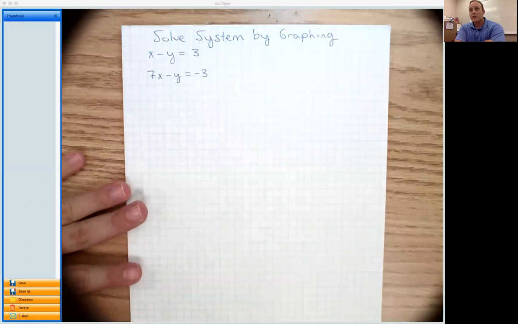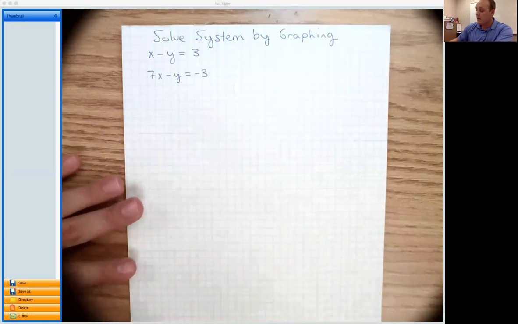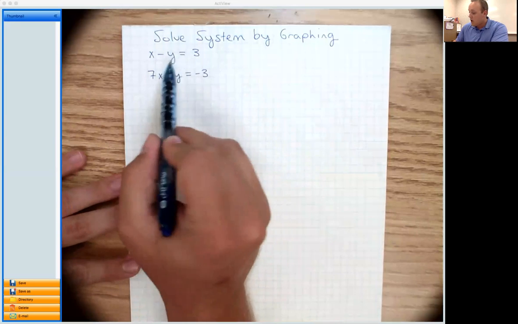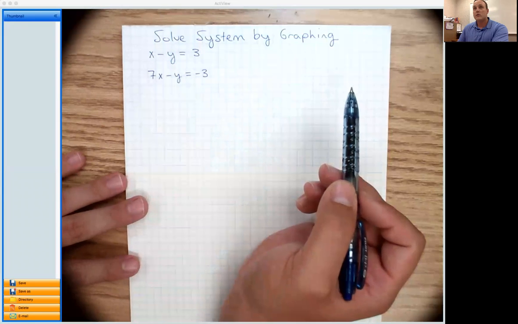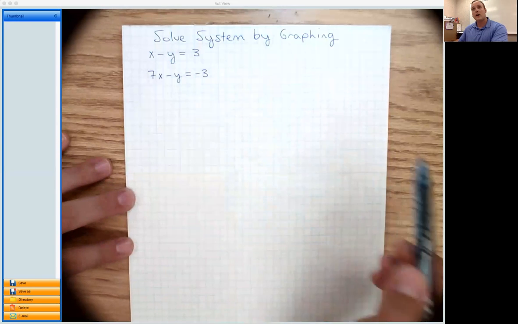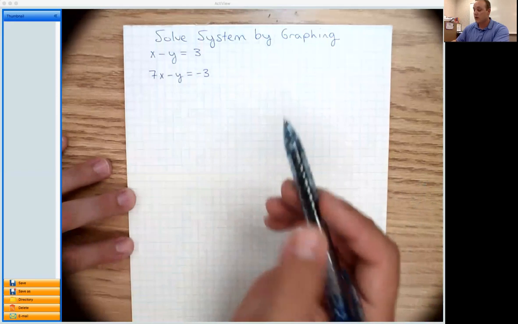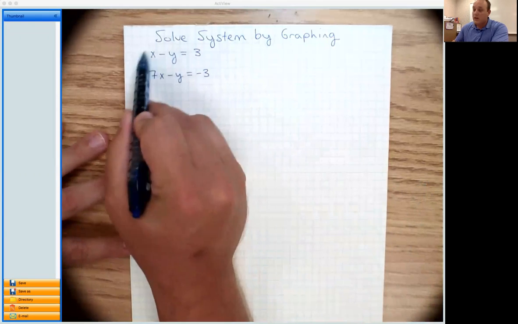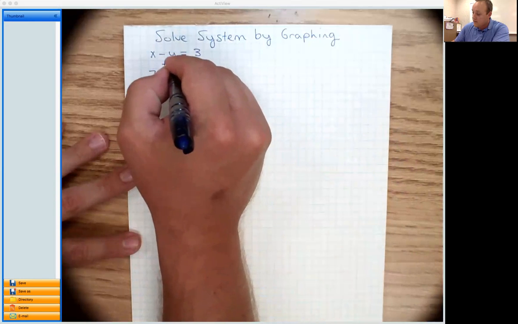First thing I have to do in solving a system by graphing is place the equations in y equals form so I can graph them in a useful form. Right here, I need to have this in y equals. So I can essentially move everything to one side, y to one side, and the x and 3 to the other. Since I have a negative y, I'm just going to add y to each side.